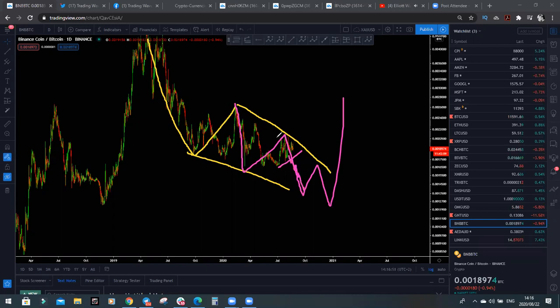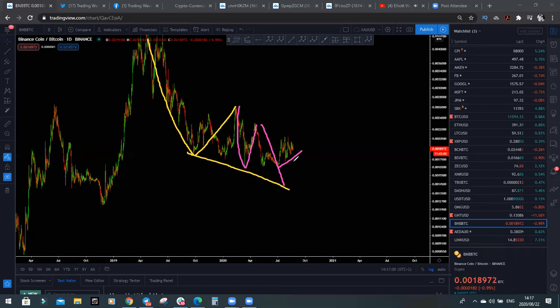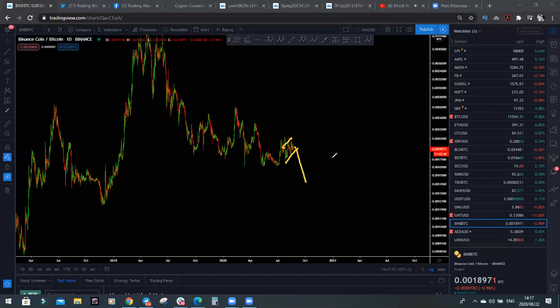I may have not drawn it clearly there. So this is 1, 2. We could be going for a 3 there, 4, and a 5. Then that will be a complete diagonal. Then we start looking for upside on Binance. So still looking for downside, short term, to the lower boundary. Okay, so look for downside there.